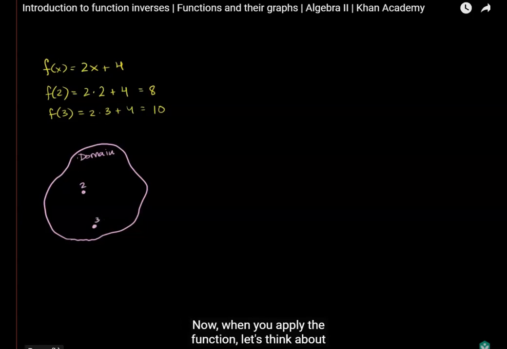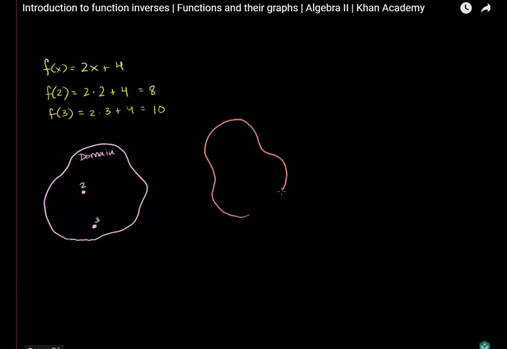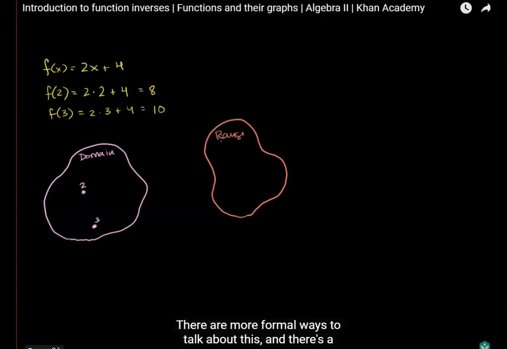Now, when you apply the function, let's think about what it means to take f of 2. We're inputting a number 2, and then the function is outputting the number 8. It is mapping us from 2 to 8. So let's make another set here of all of the possible values that my function can take on, and we can call that the range. There are more formal ways to talk about this, and there's a much more rigorous discussion of this later on, especially in the linear algebra playlist. But this is all the different values I can take on.